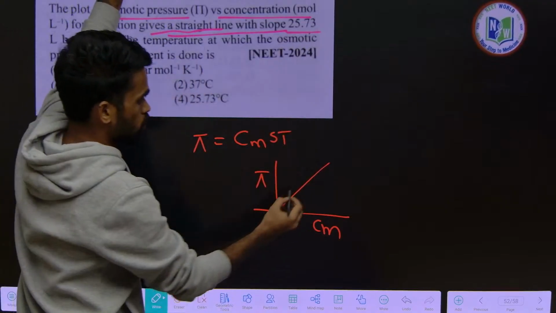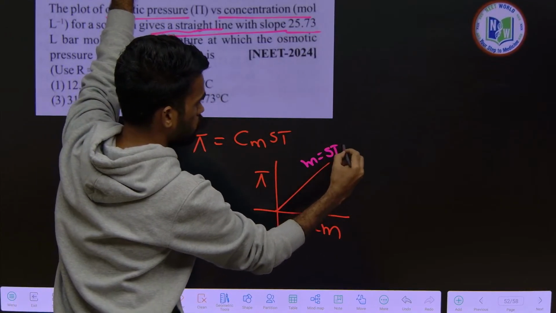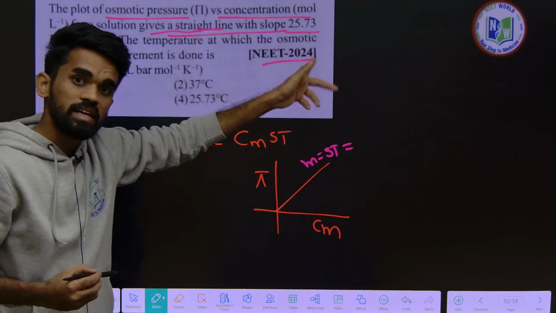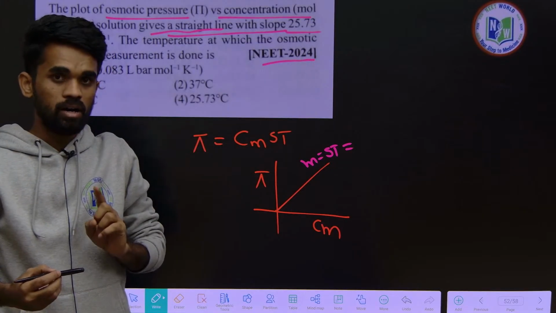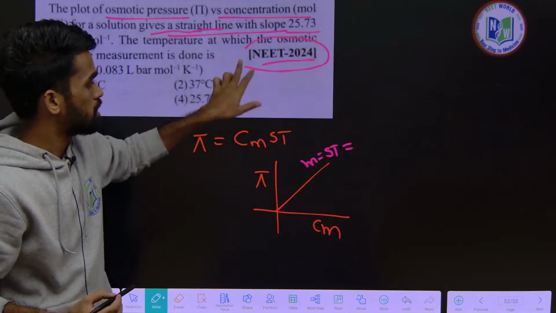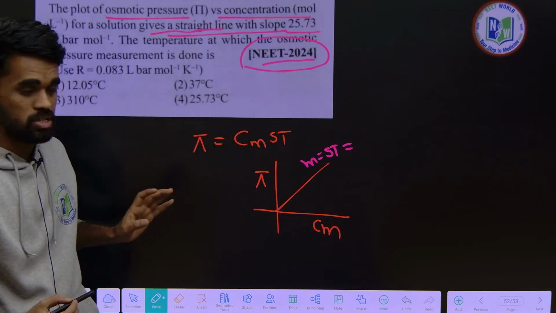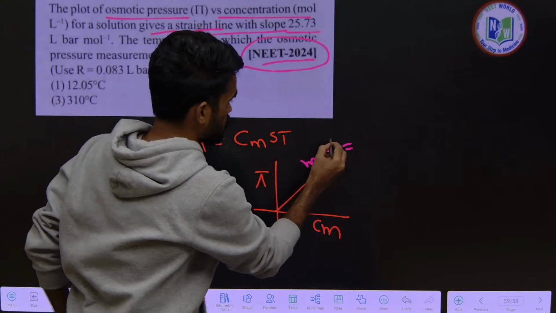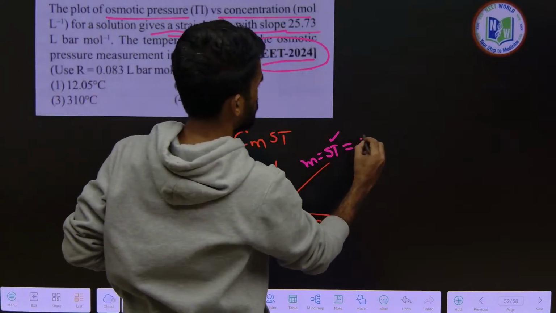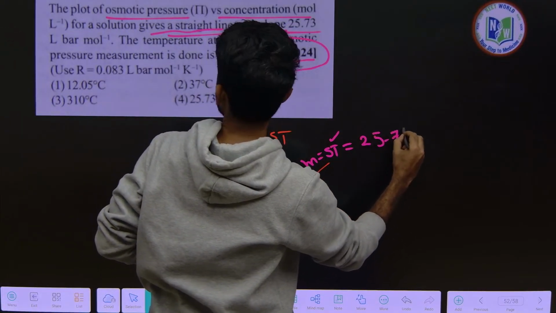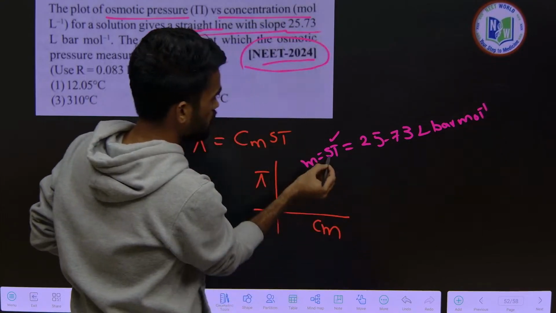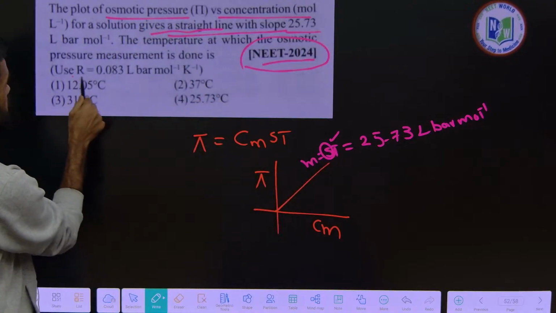25.73, they are saying. So what is our slope here? S into T. The same question was asked in NEET and JEE also, and similar questions will be asked. I have seen one question in JEE in the same graphical representation. So what is the value of this temperature they are asking? Very simple. The slope value is given as 25.73 liter bar mole inverse.